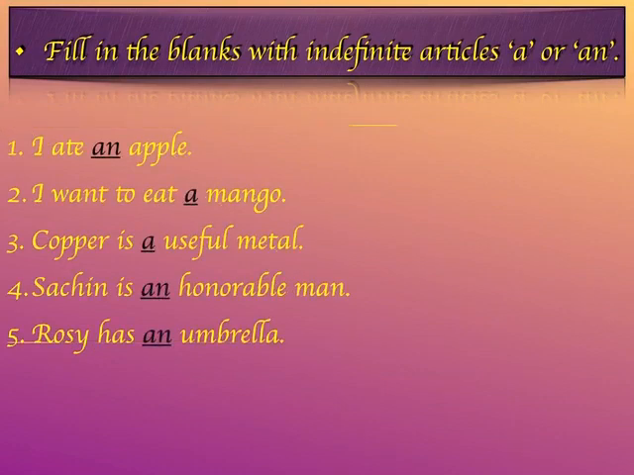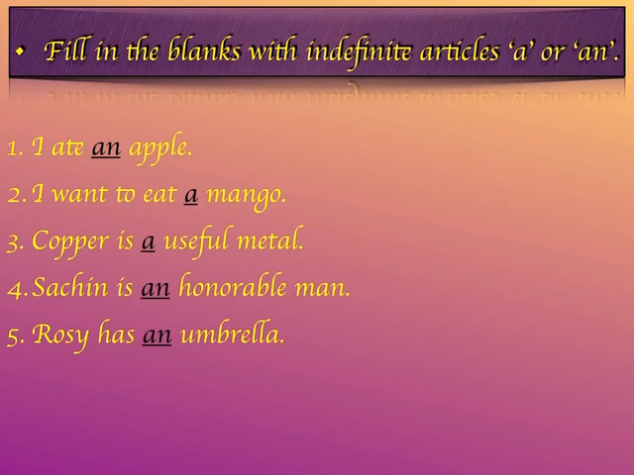Fill in the blanks with indefinite articles a or an. Here I have given the answers along with the questions. Let's just check it once. First one, I ate an apple. So here we have used article an because the word apple starts with the vowel sound a. I want to eat a mango. Here we are going to use article a because the word mango starts with a consonant sound.